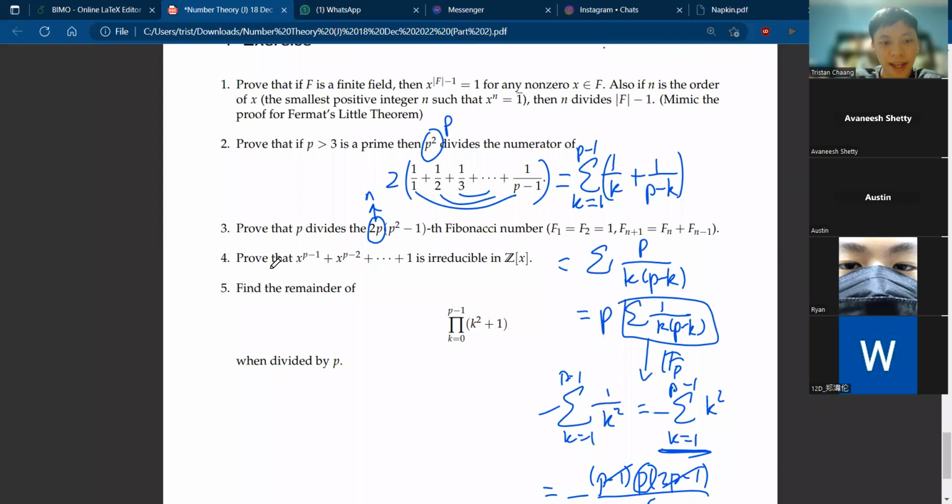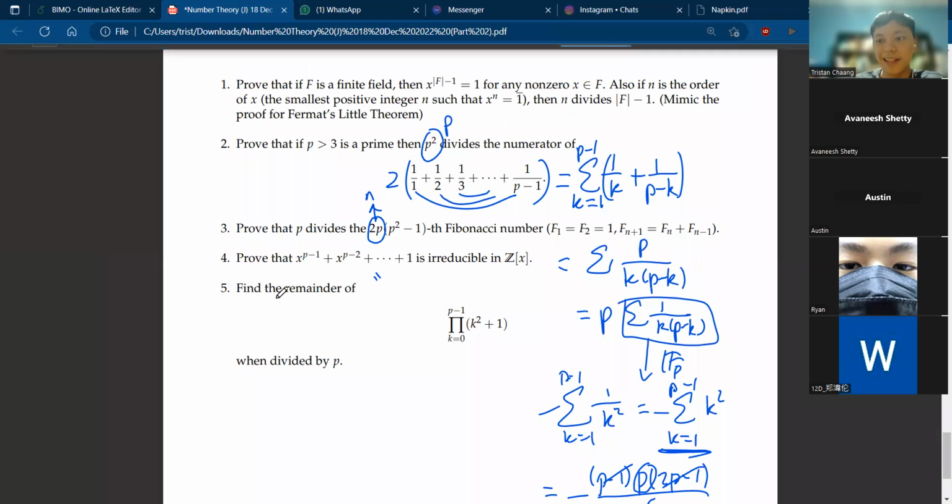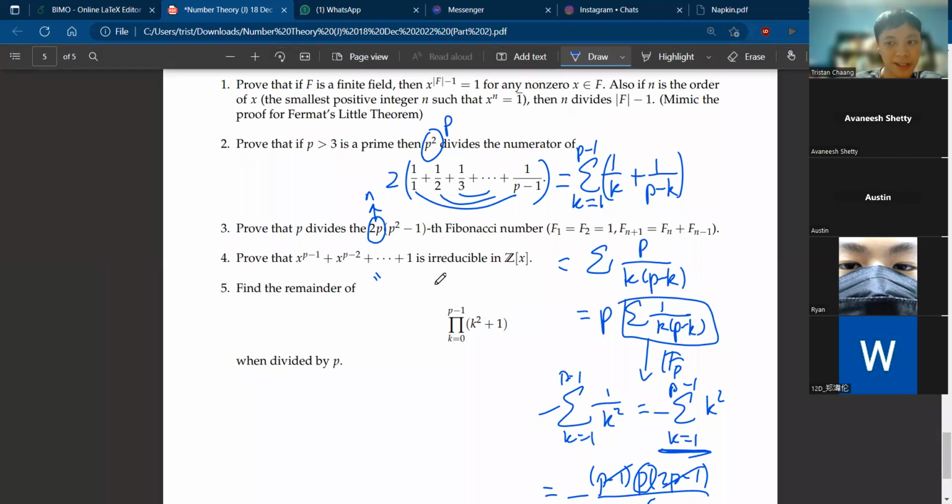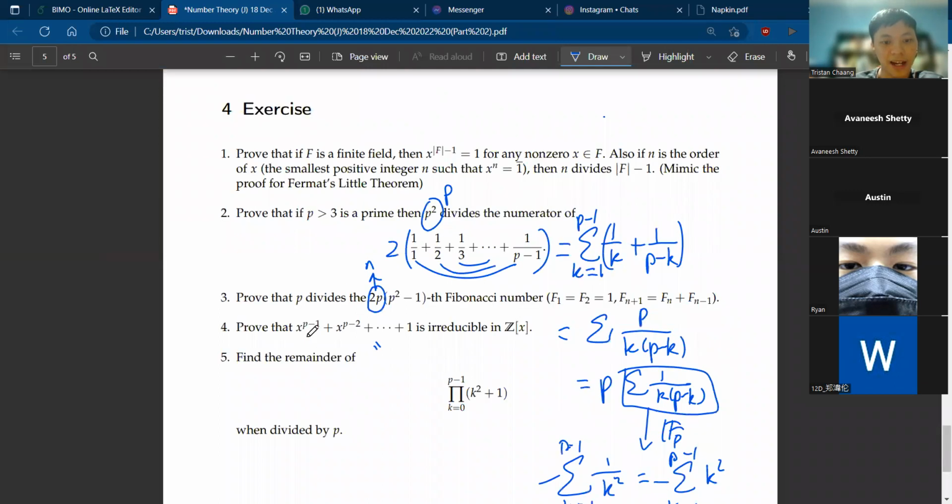Okay, and problem 4 is to use something called, it's actually an application of Eisenstein's criterion, but you have to modify it a little bit for this to work. Eisenstein's criterion says you want a prime p to divide every single term after here, and then p squared does not divide this. But this obviously is not true for any kind of p.